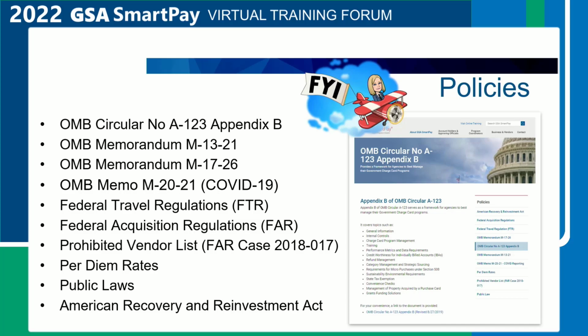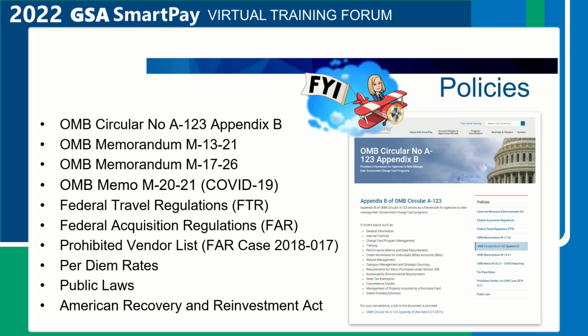OMB Memorandum M-13-21 provides guidance in response to Public Law 112-194. OMB Memorandum M-17-26 describes reducing reporting burdens on the federal government. And OMB Memorandum M-20-21 is the implementation guidance for supplemental funding provided in response to the coronavirus disease 2019 or COVID-19.